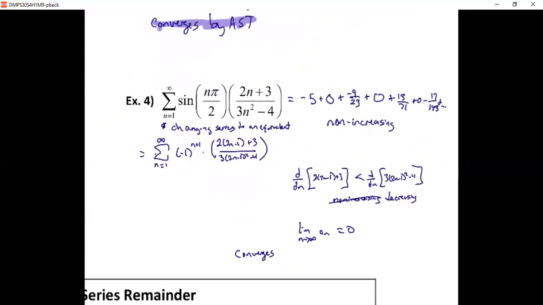Example number 4. On example number 4, this is kind of a fun one for me. This is one that I just really wanted to use to explore different ideas. So if we plug in numbers, because this is really weird, we get -5, then we get 0, because the sine of pi is 0. Then -9/23, then we get 0. 13 over 71, 0. And essentially, this is a non-increasing function.